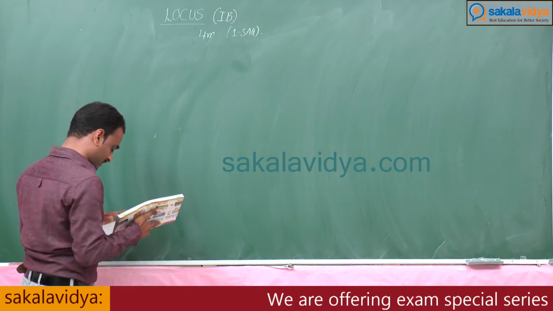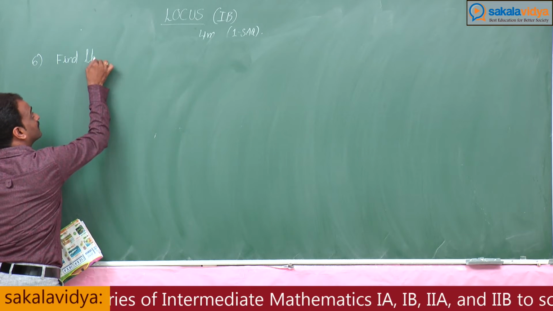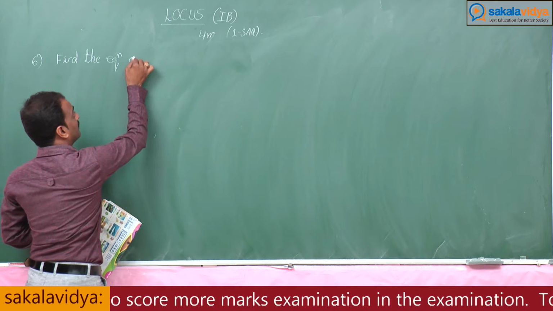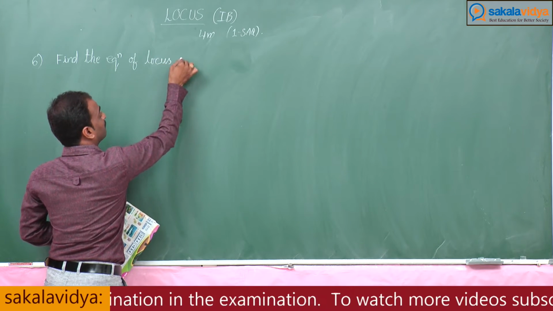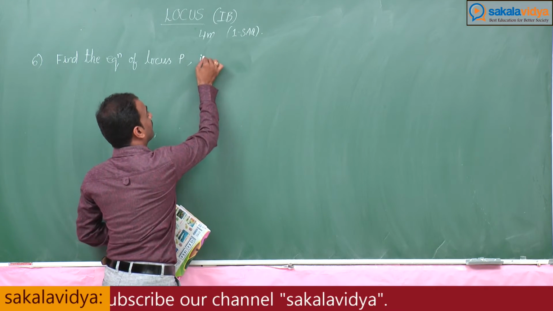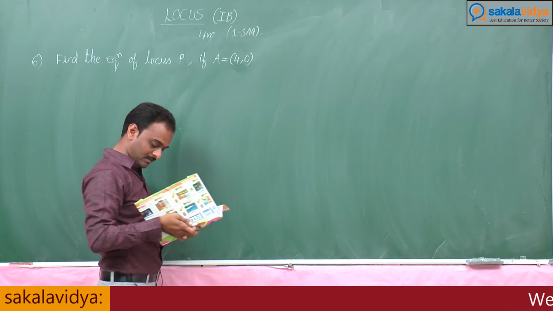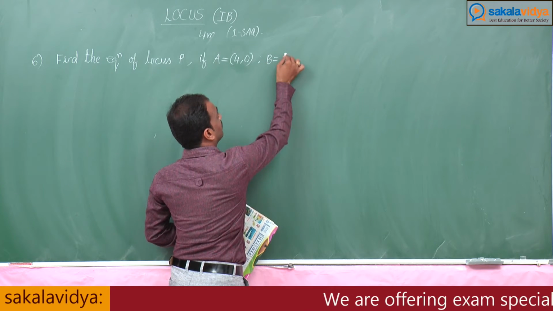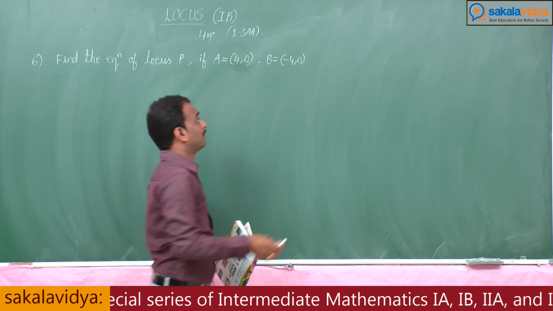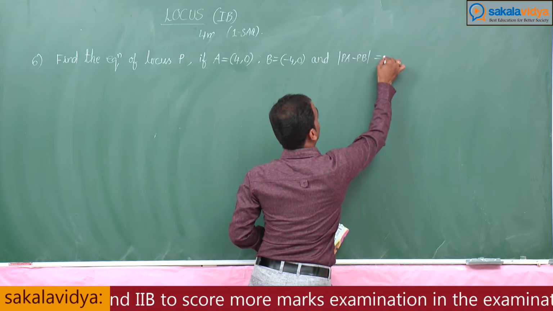Now the next problem is problem number 6. Find the equation of locus P, if A is (4, 0), B is (-4, 0), and there is one more condition given, that is modulus of PA minus PB is equals to 4.